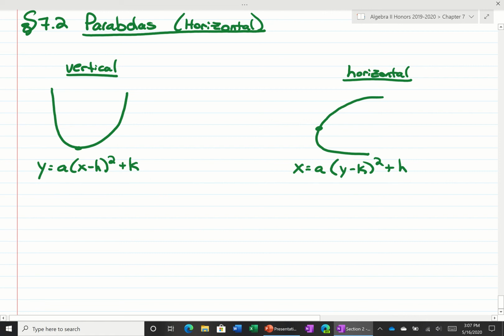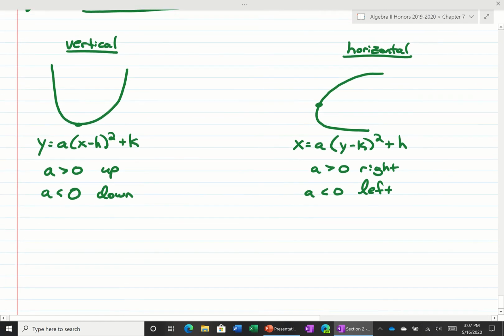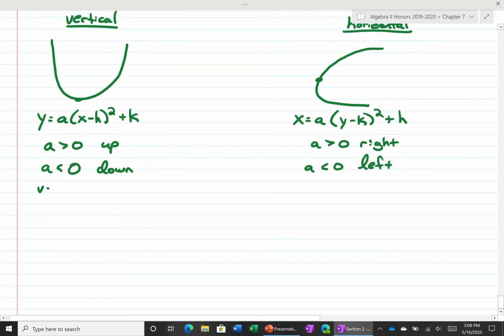When the a value is positive, the parabola opens up. When a is negative, it opens down. When the a value here is positive, it opens to the right. And when the a value is less than 0, it opens to the left for horizontal. Now the vertex for both is still h comma k.